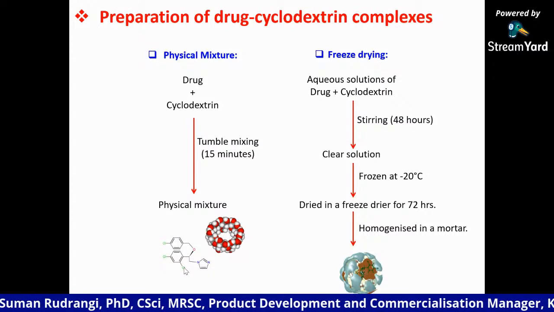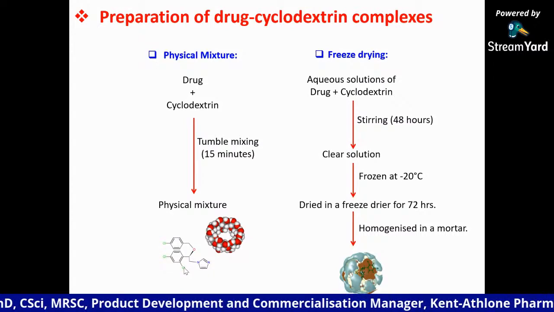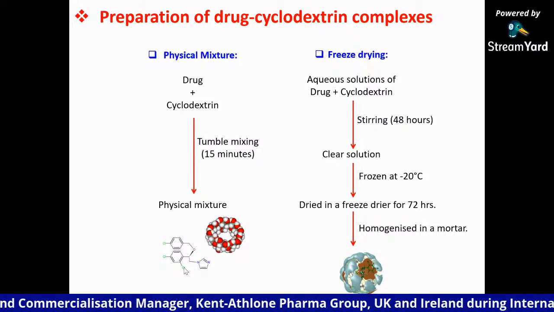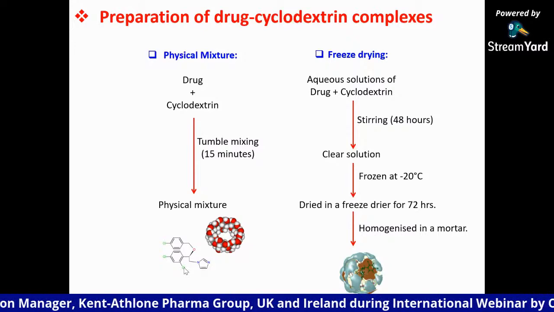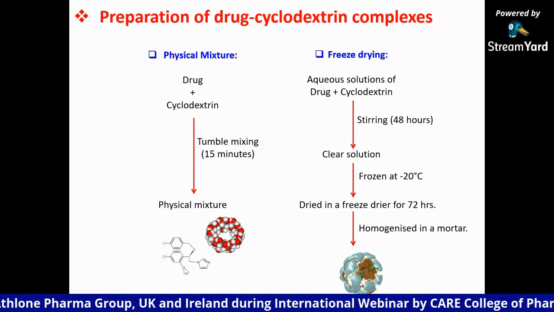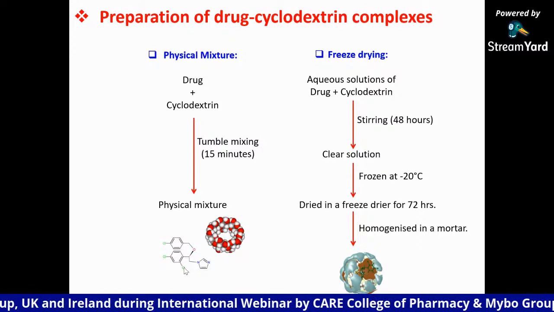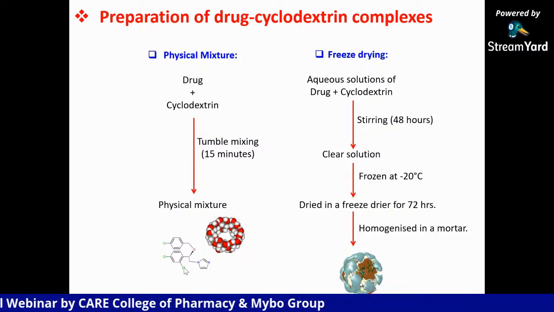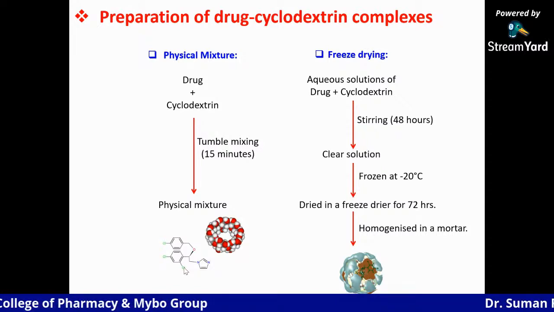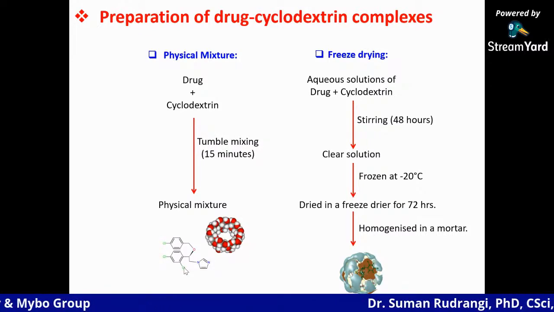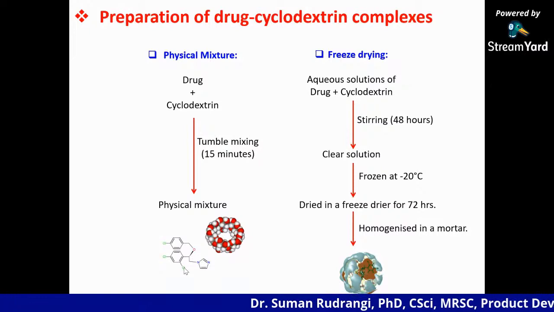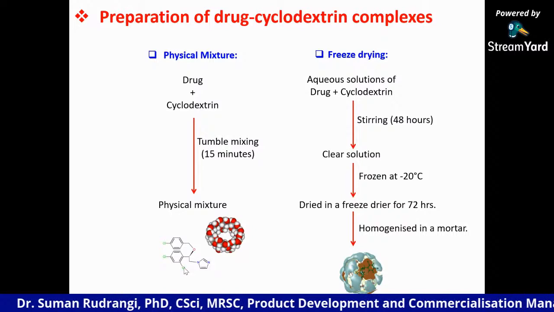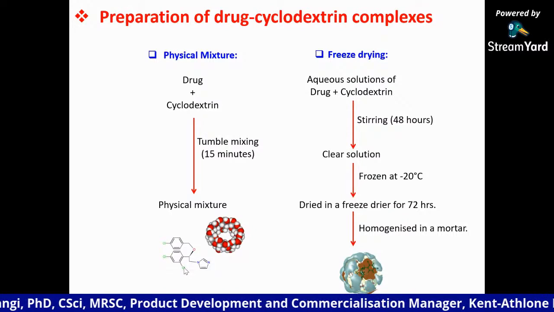But in general, freeze drying is performed when the drug and cyclodextrin aqueous solutions are stirred to form a clear solution, and they are frozen to a desirable temperature, maybe minus 20 or different temperatures, and finally dried in a freeze dryer for a desired time period. In this case, we had to dry it for 72 hours to get the best dried product. Once the freeze dried product was available, this was homogenized using a mortar and pestle.